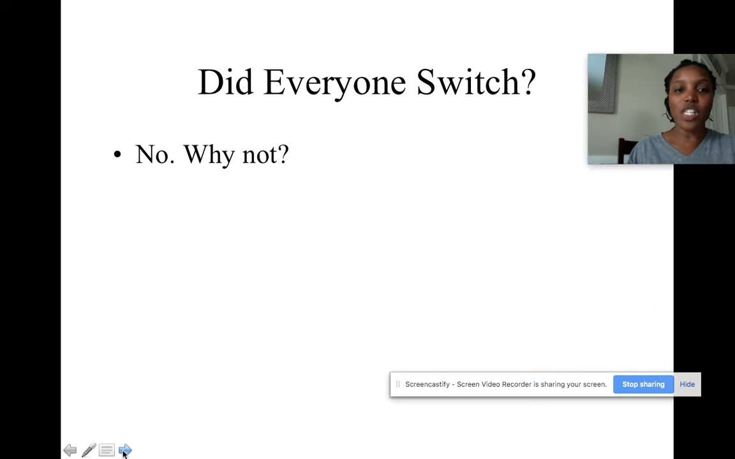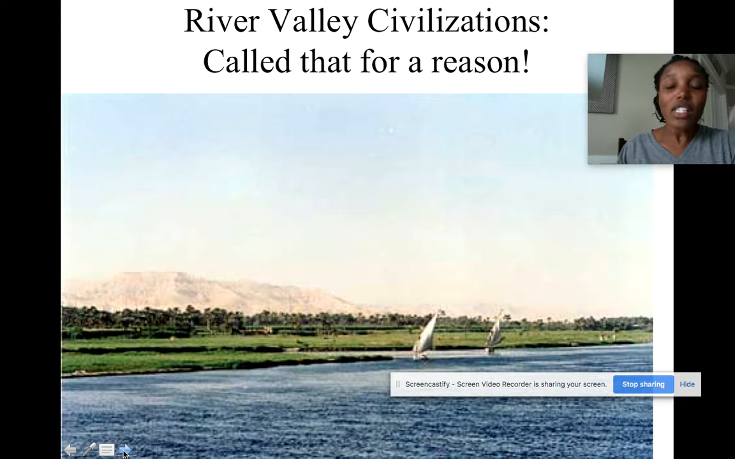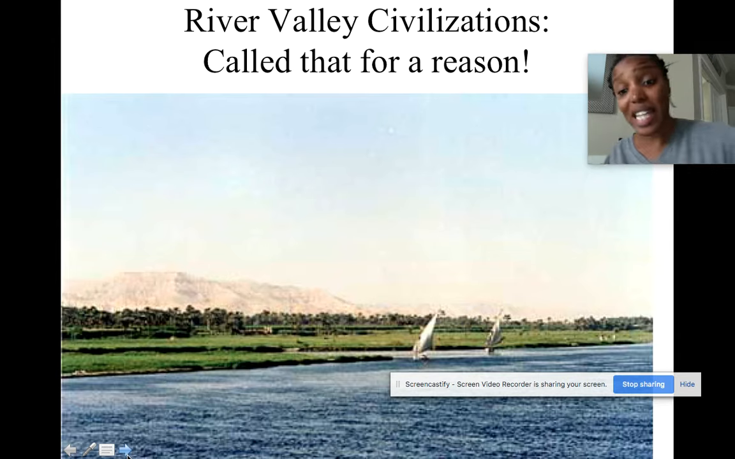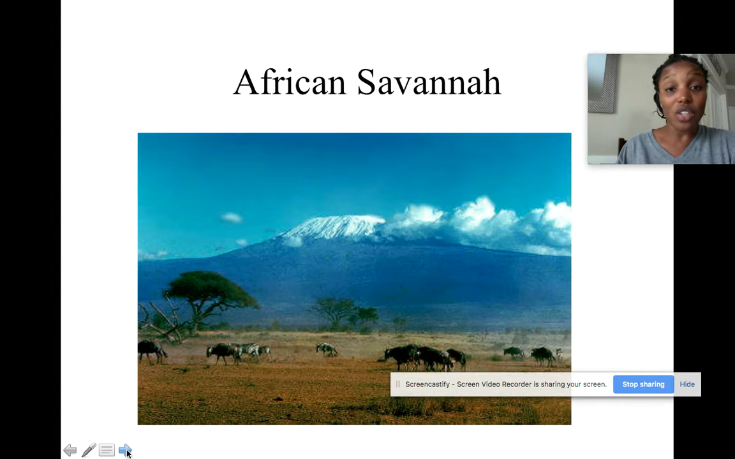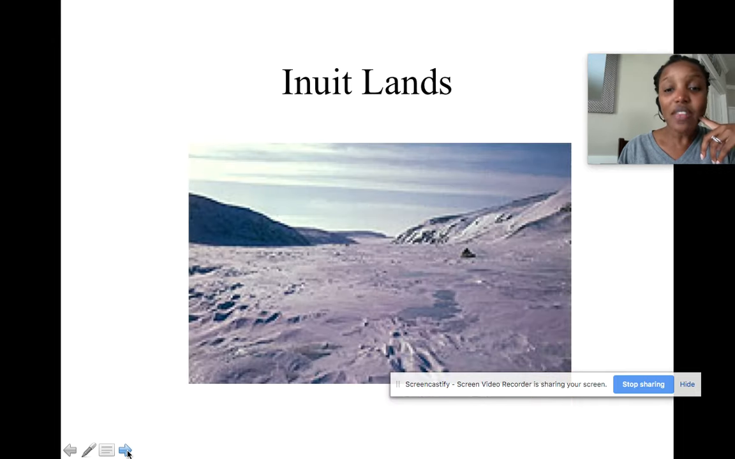Did everyone switch and go from Paleolithic to Neolithic? No. Some river valley civilizations stayed the same. They did go out and kind of follow their food because they had a readily available food source right in the river valley. Eurasians had the grasslands, so they kind of continued to chase and follow their food. And then the African savanna. The Inuit.